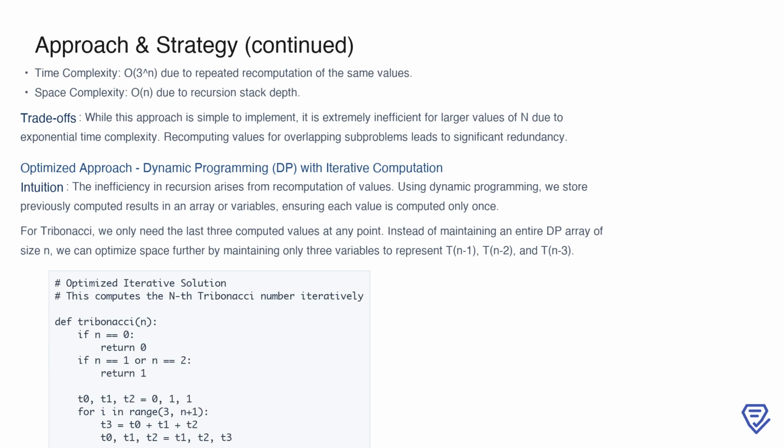An important observation here is that at any point, we only need the last three values in the sequence to calculate the next term. This means we can further optimize space by using just three variables to store these values instead of maintaining an entire array. With this optimization, the time complexity of the approach is O(n), as we compute each term exactly once, and the space complexity is reduced to O(1). This balance of simplicity, efficiency, and low memory usage makes dynamic programming the most practical approach for this problem.